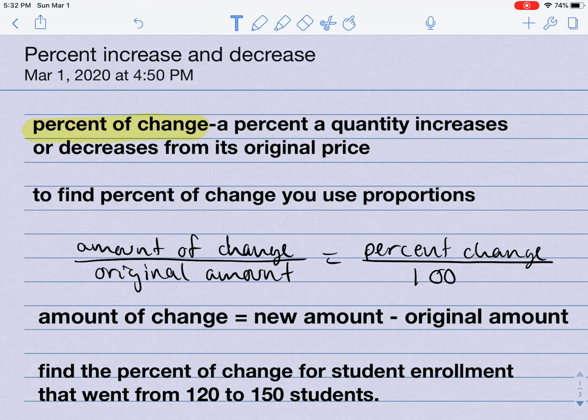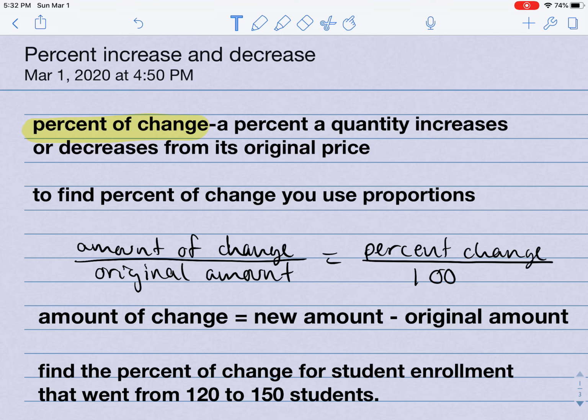All right, we're looking at percent increase and decrease. Percent increase would be if something is increasing up, and decrease would be if it's going down. So percent of change is what we're going to be looking at to determine if it's an increase or decrease, and to find our percent of increase or decrease. The percent of change is the percent a quantity increases or decreases from its original price.